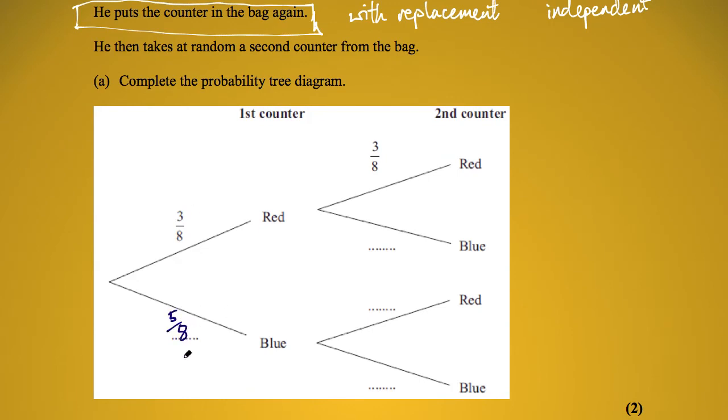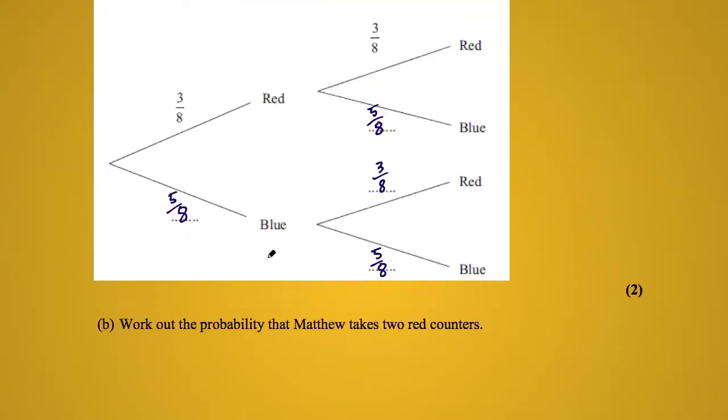And whenever we're doing probability tree diagrams, make sure that the branches, whatever the numbers are on the branches, they should always add to 1. So 3/8 plus 5/8 is 8/8, which is 1. And the same on the second part of the diagram as well. So each set of branches should add to 1. That's a good check to make sure you've done the right thing.